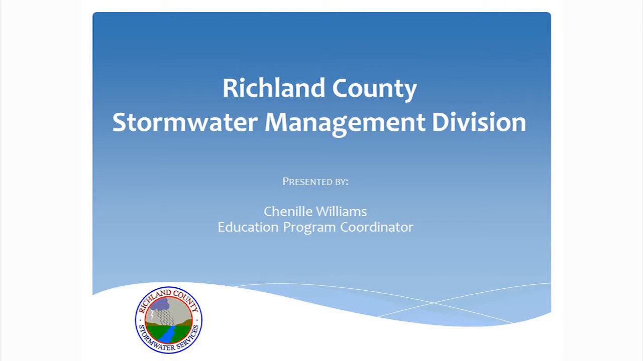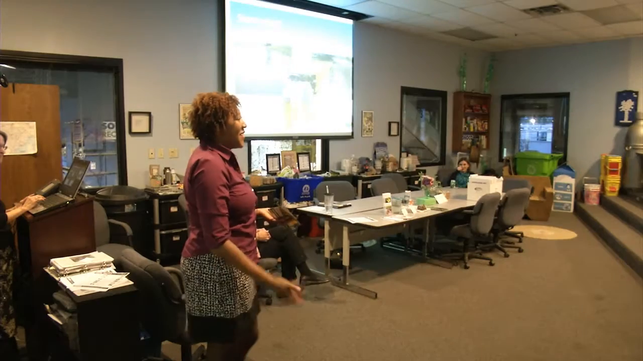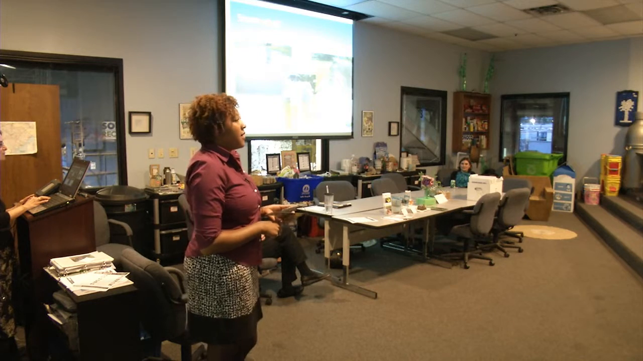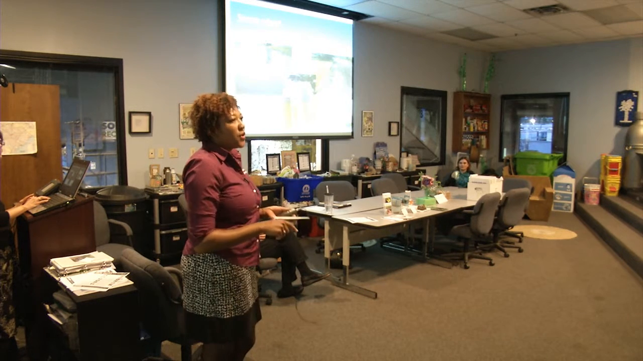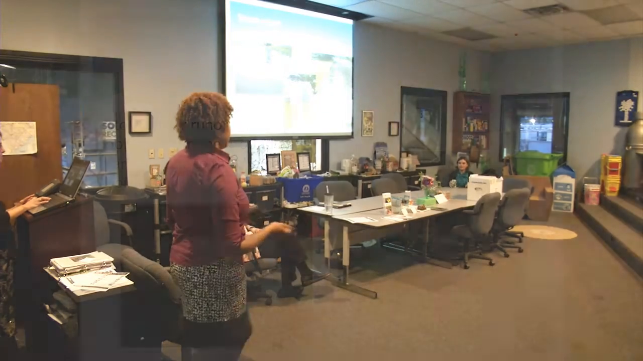Okay, so Stormwater 101. What is stormwater? Any guesses? Water that comes from rain. Right, water. It's rain, water that comes from a storm. And that can be in the form of rain, snow, sleet, snow melt, just precipitation, basically.